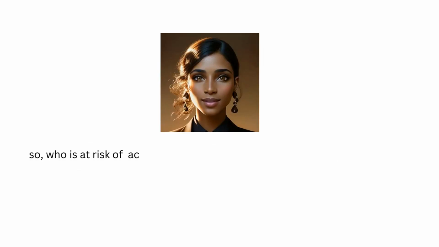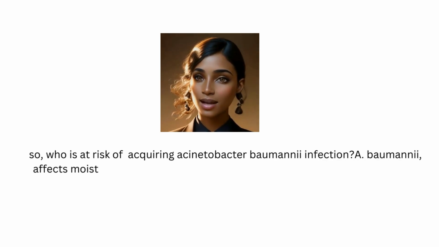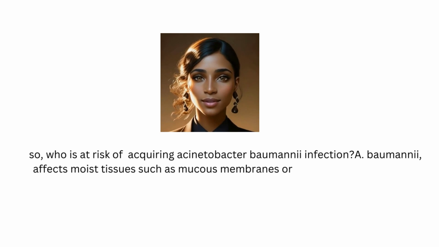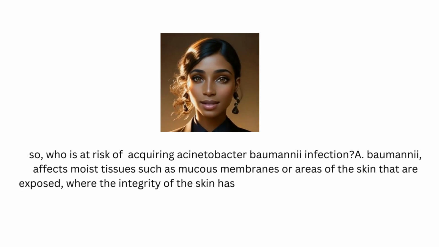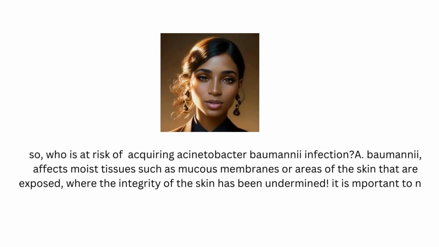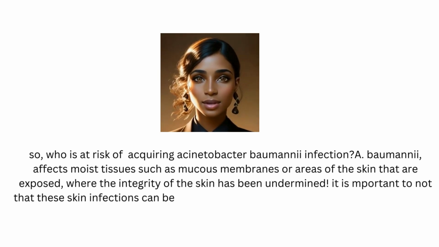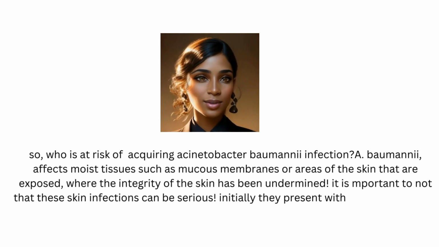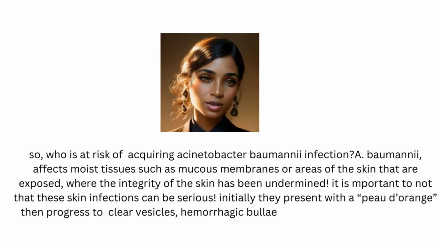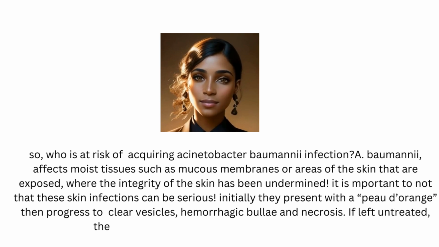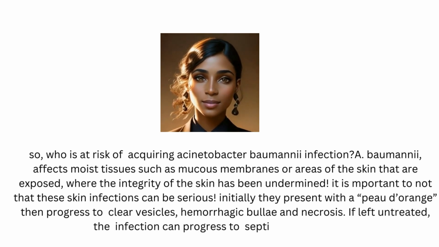So, who is at risk of acquiring Acinetobacter baumannii infection? Baumannii affects moist tissues such as mucous membranes or areas of the skin that are exposed, where the integrity of the skin has been undermined. It is important to note that these skin infections can be serious. Initially, they present with a peau d'orange, then progress to clear vesicles, hemorrhagic bullae, and necrosis. If left untreated, the infection can progress to septicemia and death.